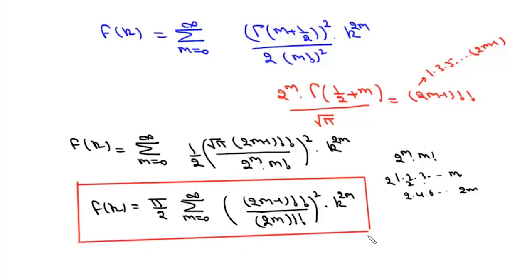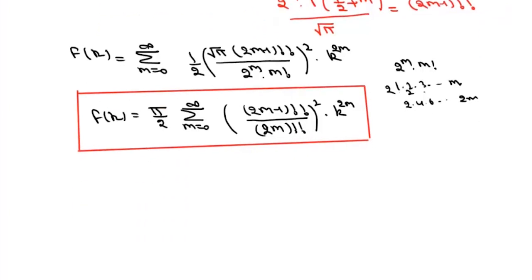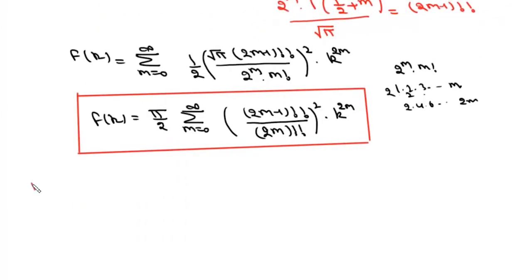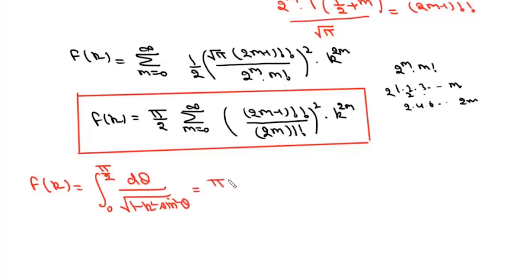We can write it in expanded form also. So we can write this fk, which actually is this integral from 0 to pi by 2 d theta upon under root of 1 minus k square sine square theta, it will be equal to pi by 2. Now if we put m as 0, then this is 1 and this is 1, and k to the power 0 is 1. So it will be this 1 and then plus.